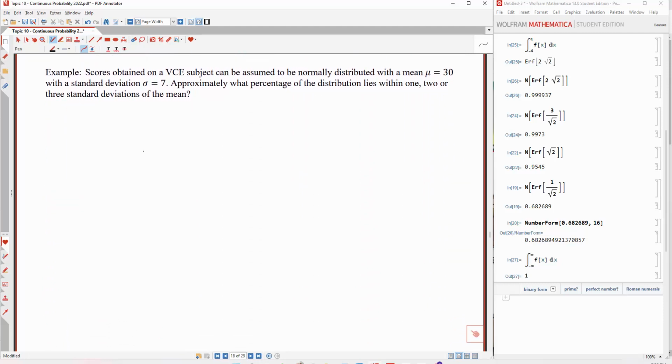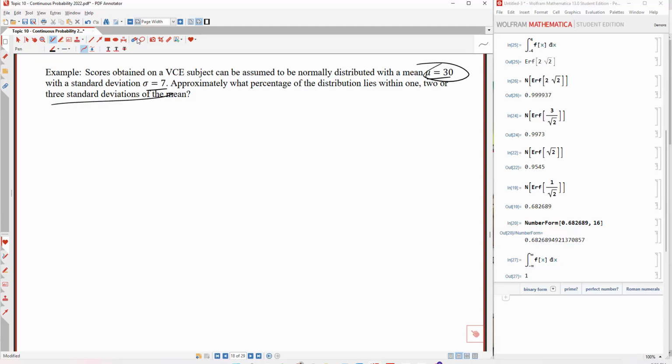Right, so here's an example. Scores obtained on a VCE subject can be assumed to be normally distributed with a mean of 30 and a standard deviation of 7. Now remember, for some subjects that's not going to happen, and that's how they use statistical moderation to get it to fit this idea. Approximately what percentage of the distribution lies within 1, 2 or 3 standard deviations of the mean?